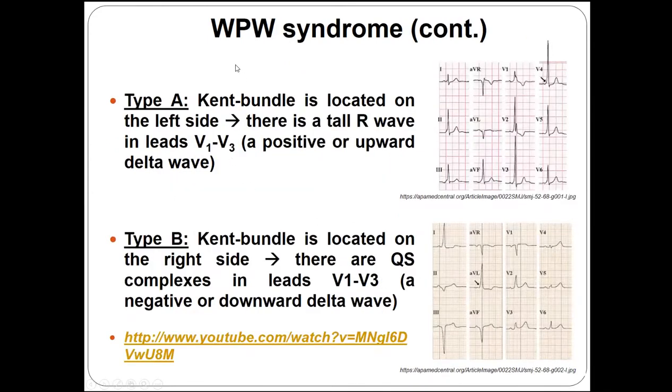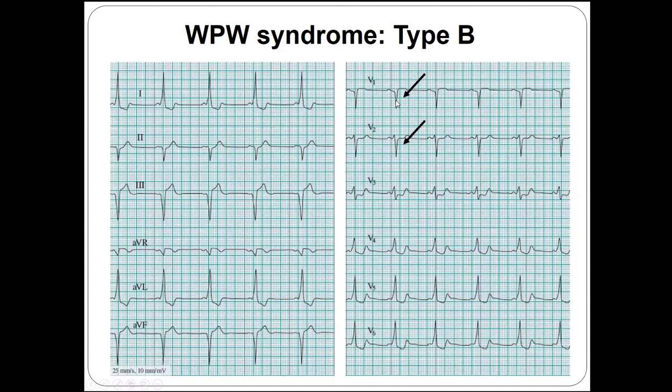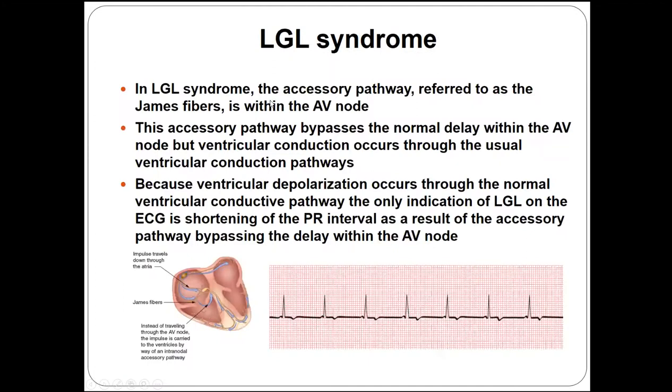There are two major types of this WPW syndrome. The A, when in V1 we have a positivity, or B, when we have a negativity. It depends on where the bundle of Kent is located. If it's located on the left side, we have A. If it's located on the right side, that's a B type. That's it. Okay, that's an A type, as you see here, starting positively. Or it's negative, that's a B type, and you see this nice delta wave and short PR interval. LGL syndrome: PR is short, QRS is narrow, so it's nothing else.